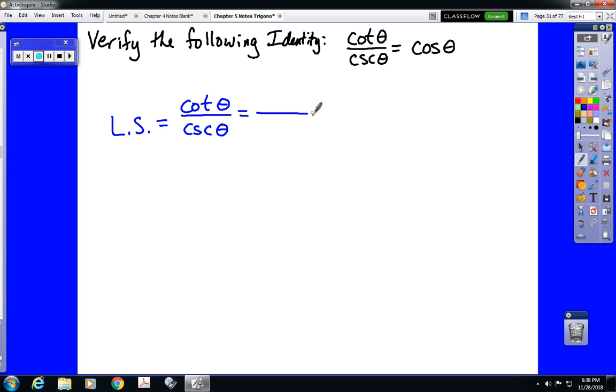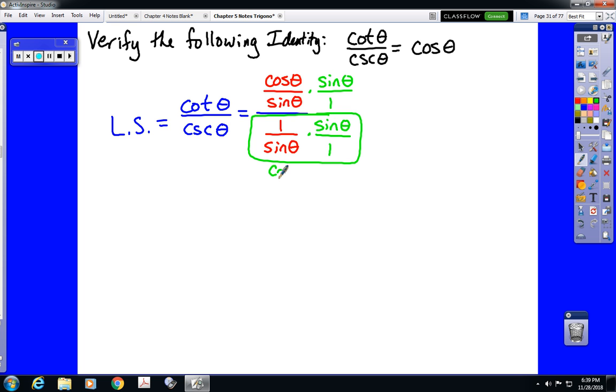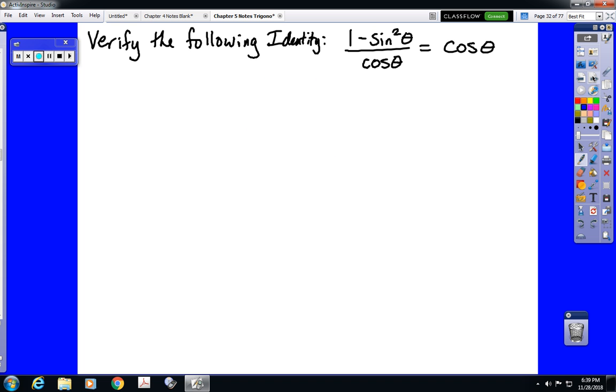We should go in and replace those with their sine and cosine equivalents. So that's cosine theta over sine theta is equivalent to cotangent, and 1 over sine theta is equivalent to cosecant theta. We would then multiply by the reciprocal of the denominator to get rid of the complex fraction, which would be sine. All of this would cancel, as well as the sines would cancel, leaving us with only cosine theta, which is the right side of the expression. That one's done.